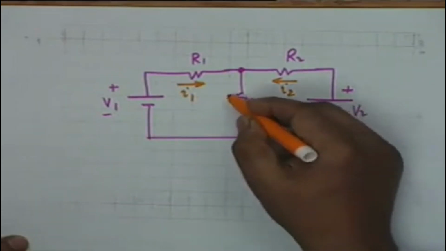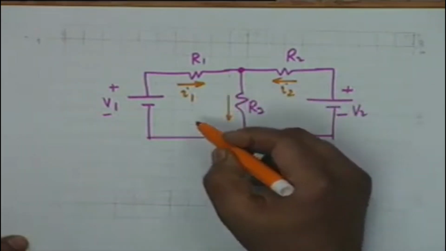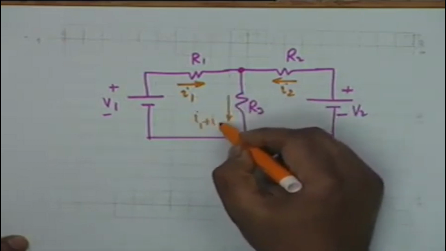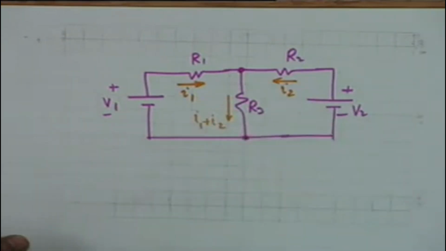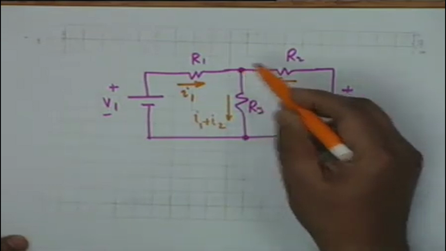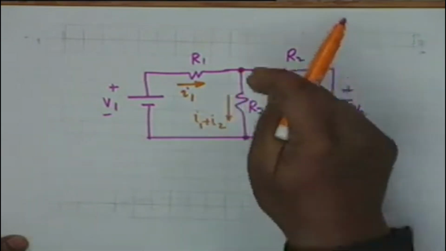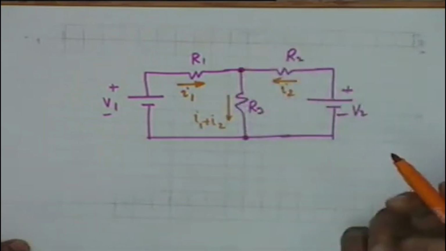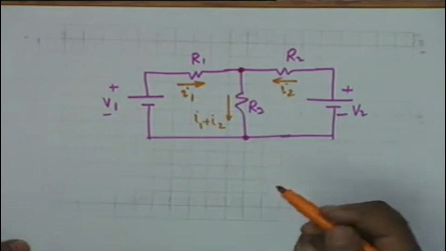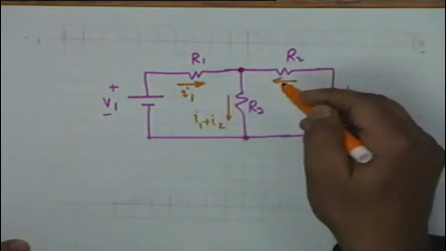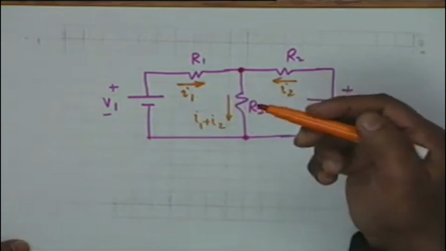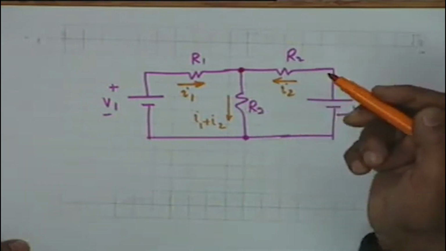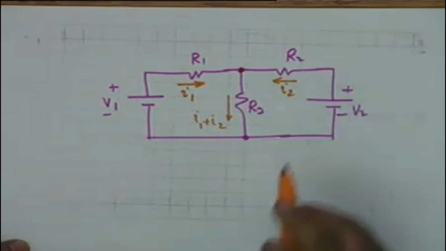Then obviously by KCL, this current must be equal to I1 plus I2, because this is a node at which two currents I1 and I2 enter, so the current leaving must be equal to I1 plus I2. Now there are two unknowns, I1 and I2, and therefore it suffices to write two equations and solve for them, and these two equations are provided by KVL.